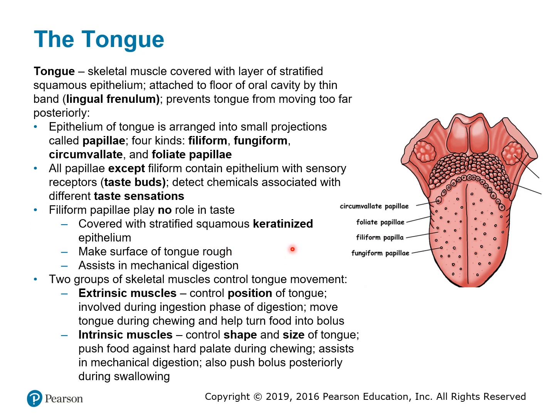Now, there are two groups of skeletal muscles that affect the tongue movement. You have the intrinsic muscles, which control the position of the tongue. It involves the ingestion part when you put food in your mouth. It also helps with chewing and also turns food into the bolus. So the tongue also helps create the food into a bolus, which is just this mucousy chewed food. The intrinsic muscles control the shape and the size of the tongue, and they also push the food against the hard palate, that thick upper structure, which is closer to the teeth. During chewing, it assists with mechanical digestion. It also pushes the bolus down the alimentary canal during swallowing.